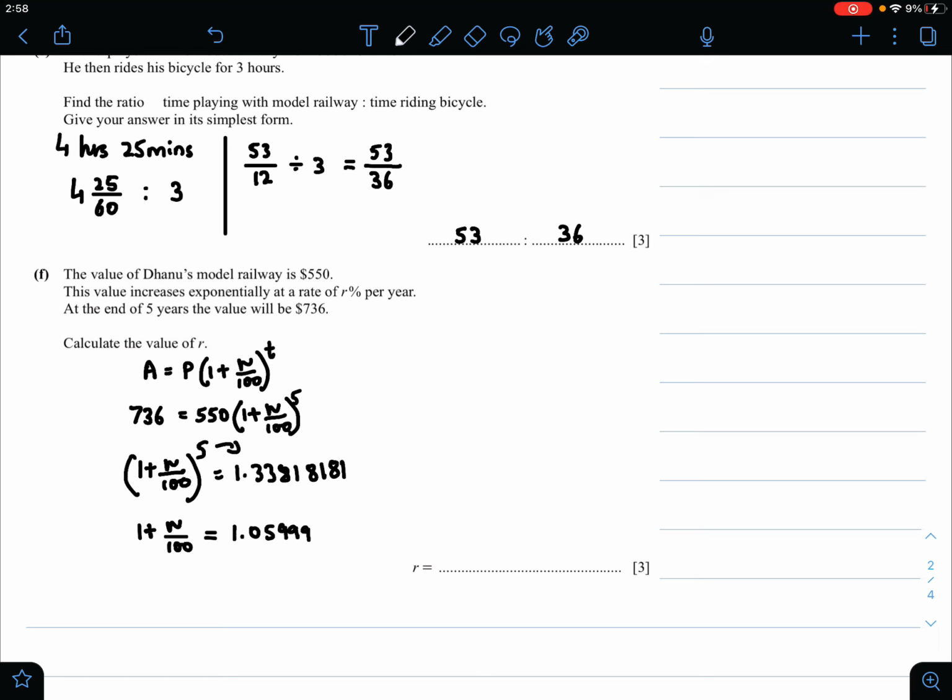is equal to 1.05999. Now if we take the 1 to the other side, it will become r divided by 100 is equal to 1.05999 minus 1. So if you minus 1, you will get 0.05999, and therefore r will be equal to 5.999, and if we round it off, r will be equal to 6%. Therefore 6% will be our final answer for part F of this question.